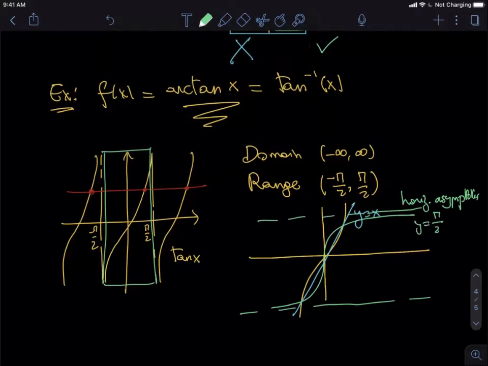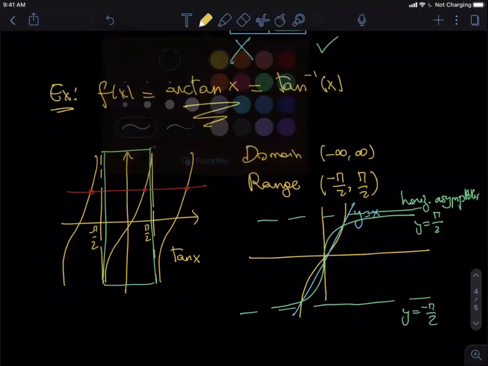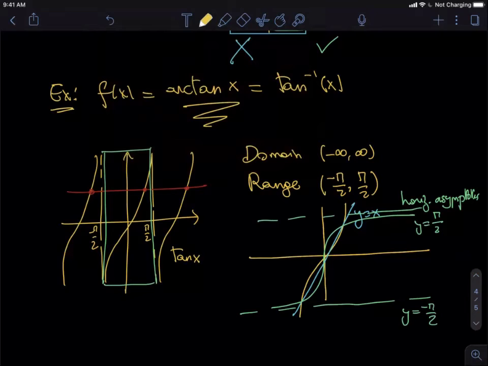At y equals pi over 2 and y equals negative pi over 2. That means that the function never reaches those values, but approaches asymptotically to them. So remember, we need to restrict the domains of the trigonometric functions so we can invert. And they have slightly different ranges. The arcsine goes from negative pi over 2 to pi over 2, arccosine from 0 to pi, and then the arctangent goes from negative pi over 2 to pi over 2.